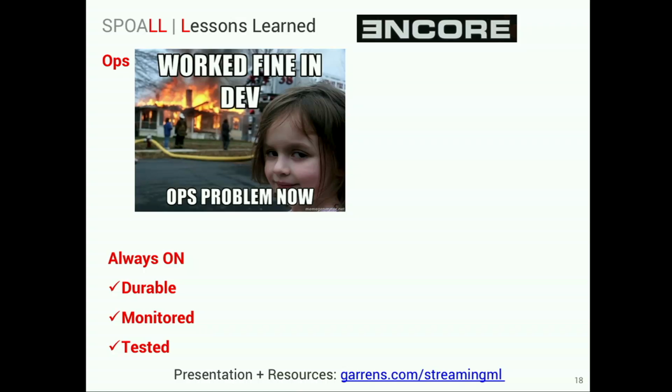So one of the key parts about streaming applications is that they're always on. That means they need to be durable. They need to be constantly reliable.